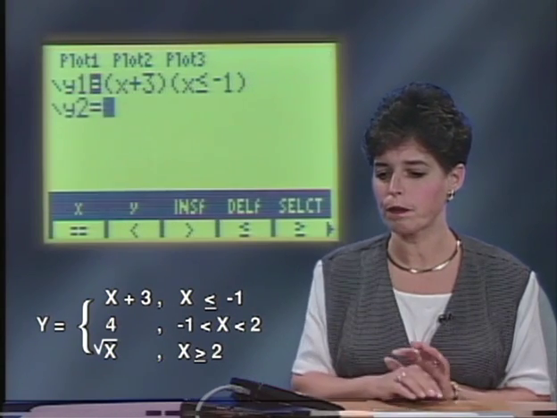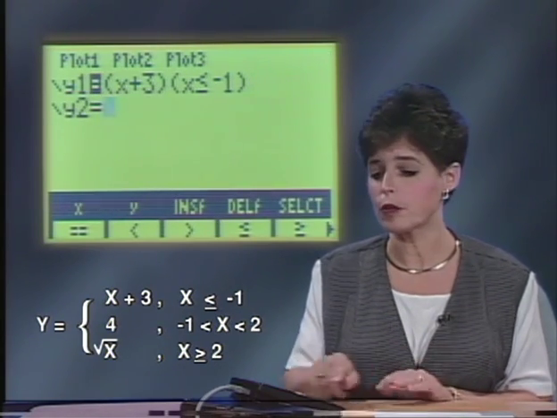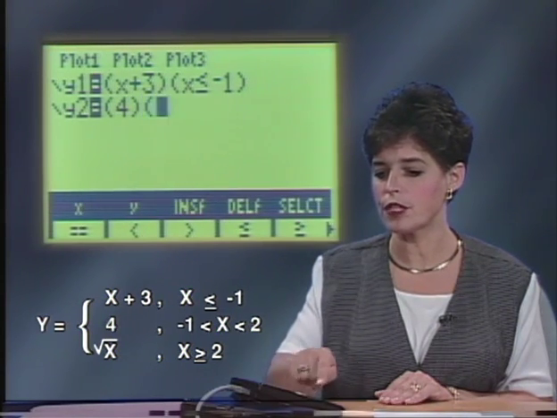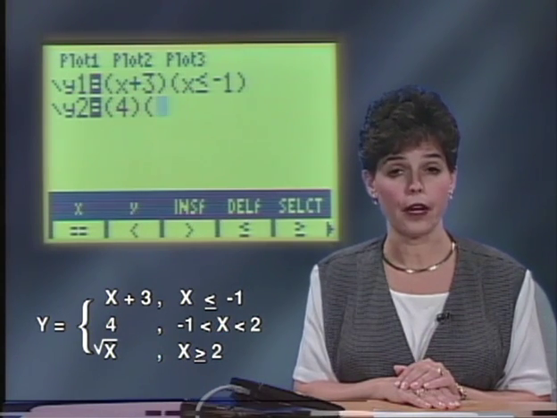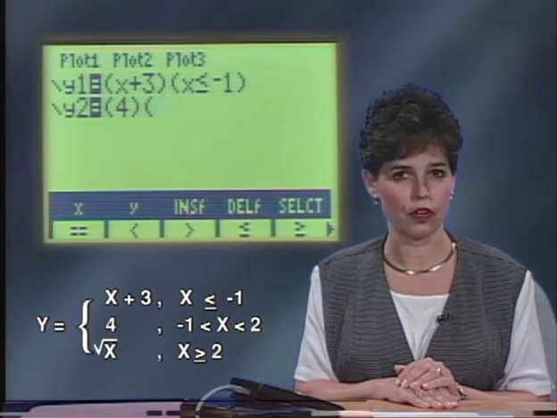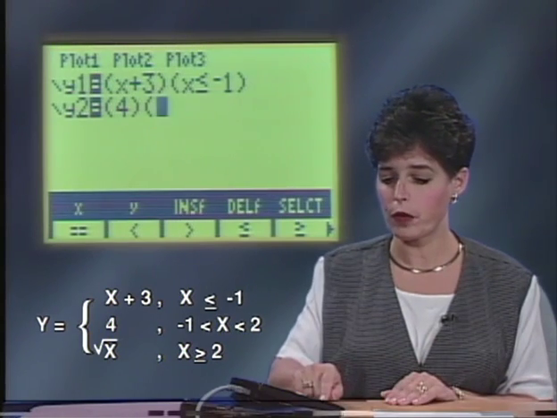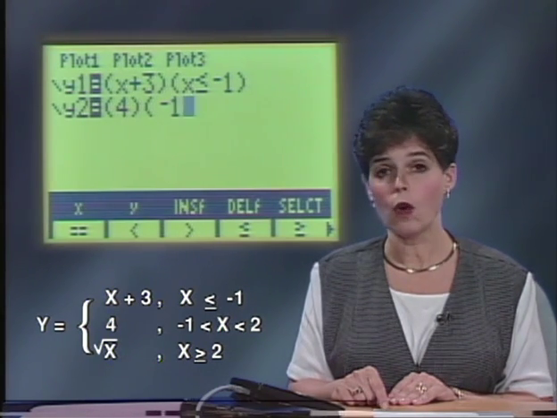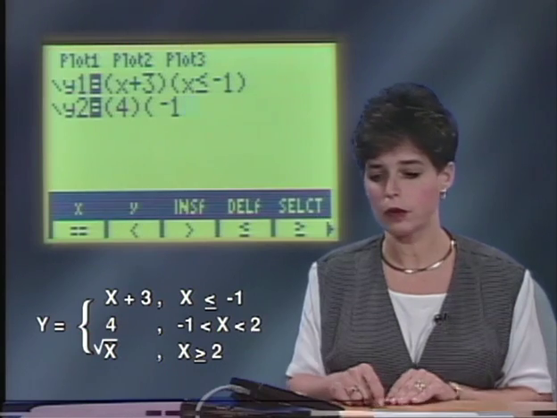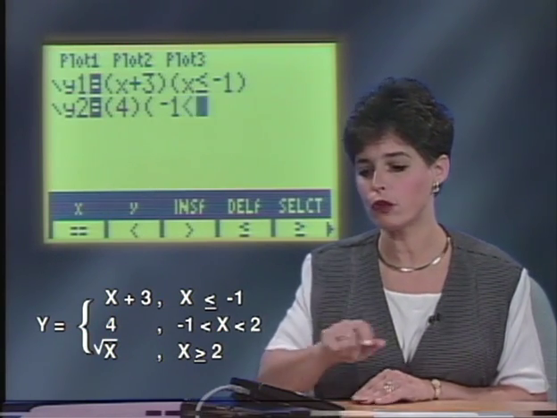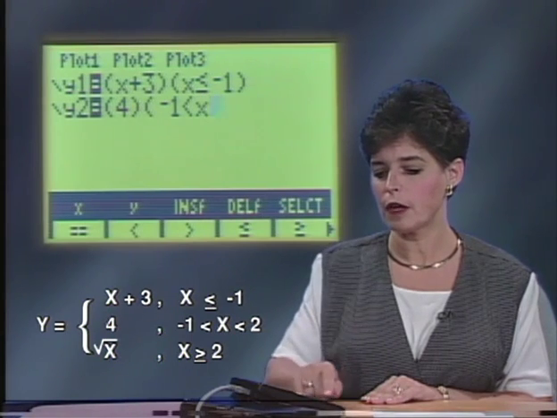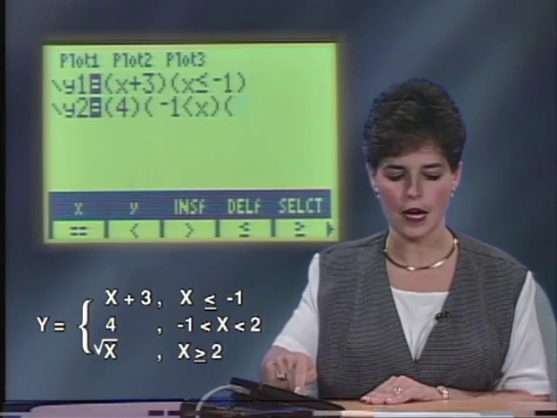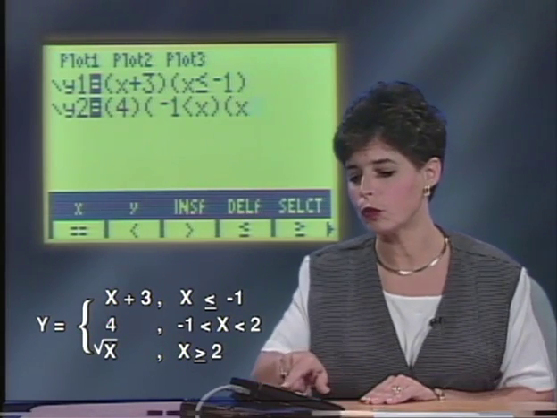Let's go down. The second piece is 4. Let's put it in parentheses. Put the restriction in parentheses over on its right, and I am going to have to do this restriction in 2 parts as well, otherwise it won't work. So I'm going to say -1 is less than x. Now my inequality symbols are still there on the bottom of the screen, so let's just choose the less than symbol with F2, put the x in, close parentheses, open parentheses again, and say x is less than 2.